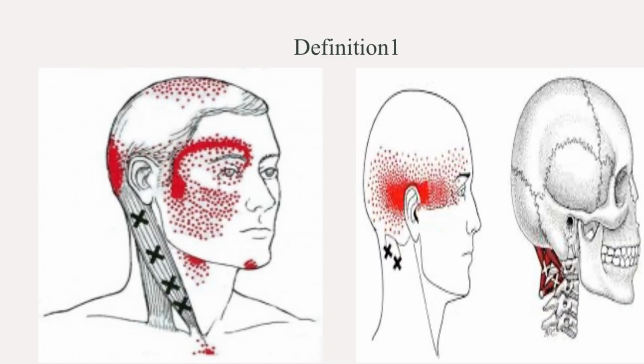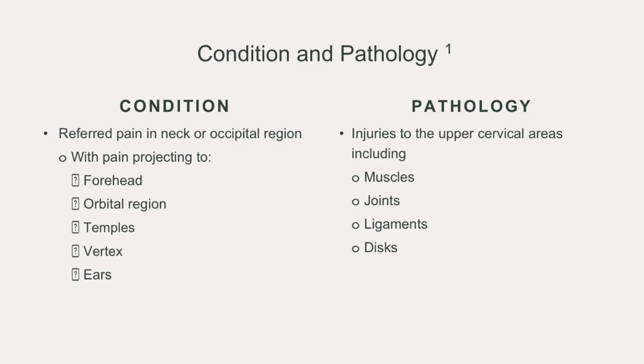So Dutton says that the Cervicogenic Headache Society defines a cervicogenic headache as pain perceived in any part of the head and caused by a primary nociceptive source of musculoskeletal tissues innervated by the cervical nerves. The condition is characterized as pain localized to the neck and occipital region that may project to the forehead, occipital region, temples, vertex, or ears.